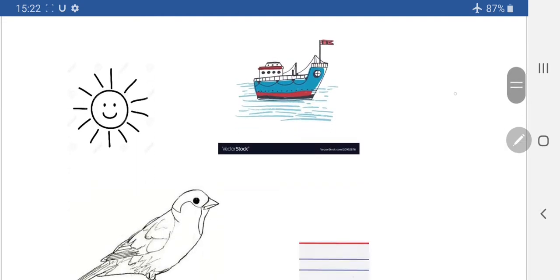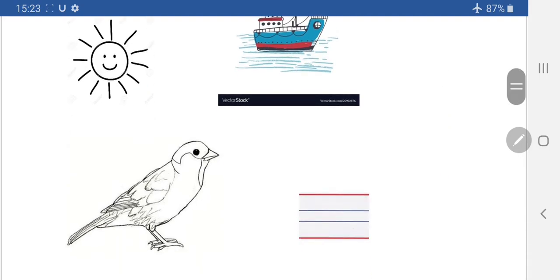Now next one is S a sun, S a sip, S a sparrow, S a ship. And how we will write S? Simple, we have to make first a small curve line, then an inverted curve line. This is S a sun, S a ship, S a sparrow. And what is the sound of S? S, sa.